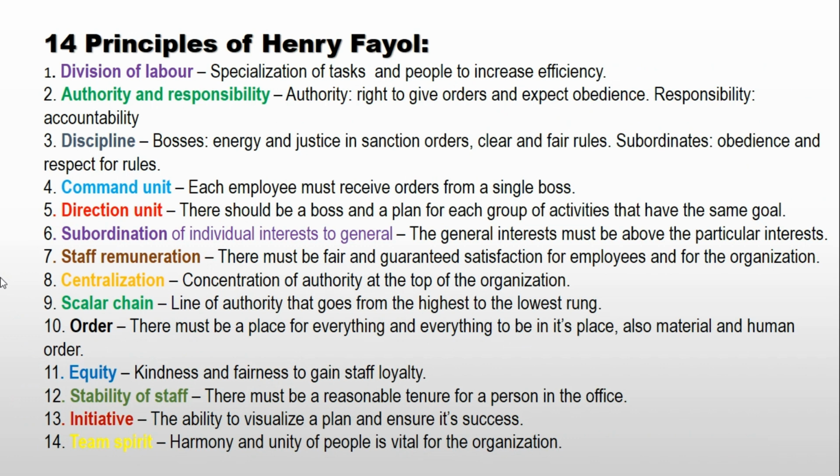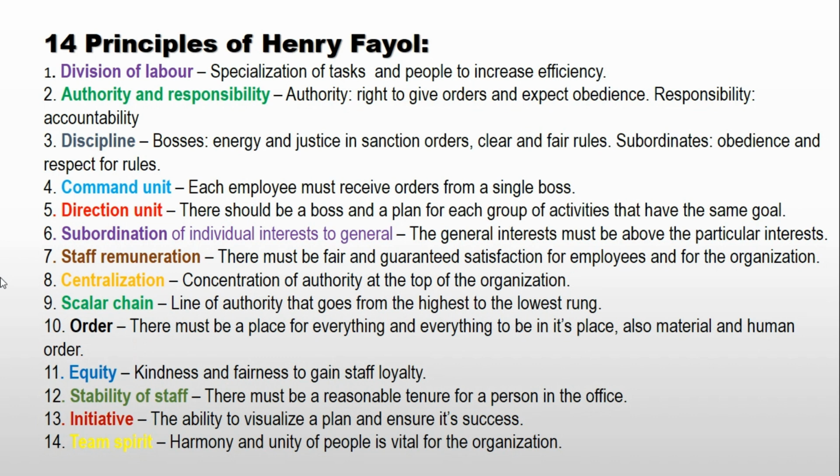Number three is discipline. Bosses need energy and justice in sanctions, with clear and fair rules. Subordinates, this applies to the employees, need to be obedient and respect the organizational rules. Number four is unity of command, whereby each employee must receive orders from a single boss. This is a general principle that happens in almost every organization.